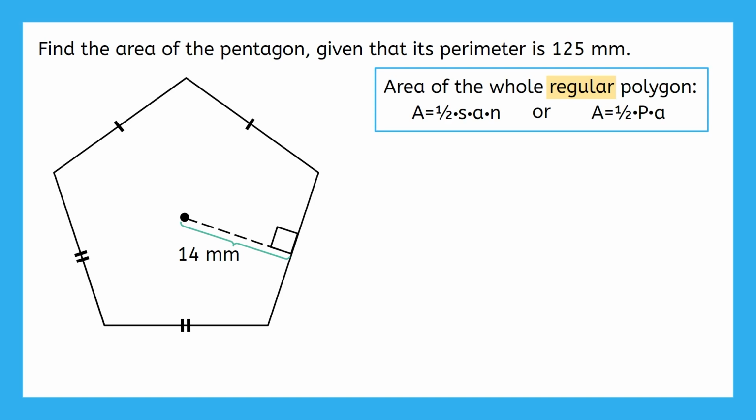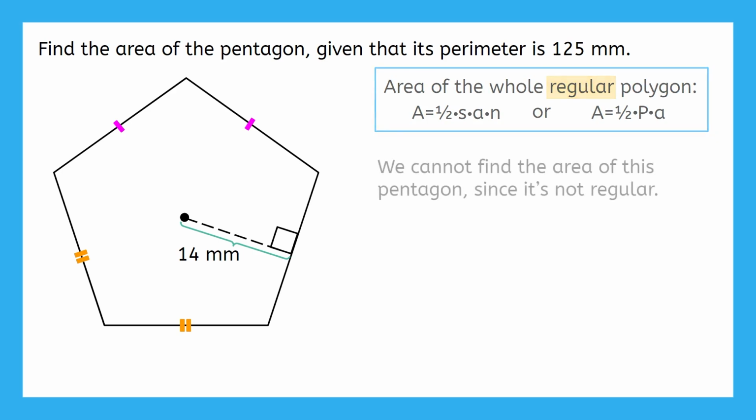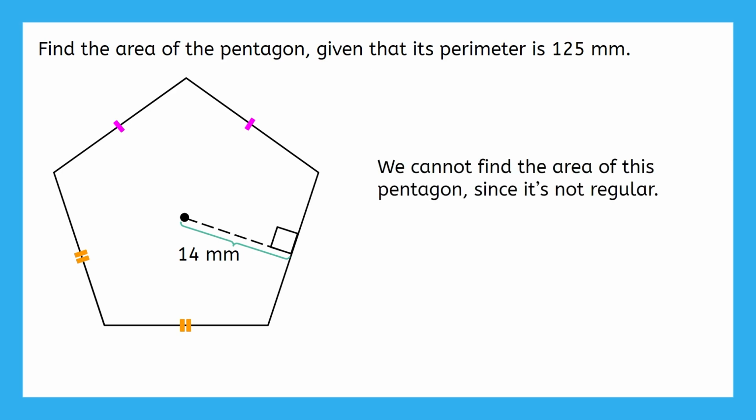Uh-oh, no it is not. These marks show that there are at least 2 different side lengths in this pentagon. So this pentagon is not regular. We can't find the area of this pentagon since it's not regular, at least not with this information. This is why it's so important to make sure your polygon is regular before proceeding. Since we can't find the area here, let's move on to the last example problem.